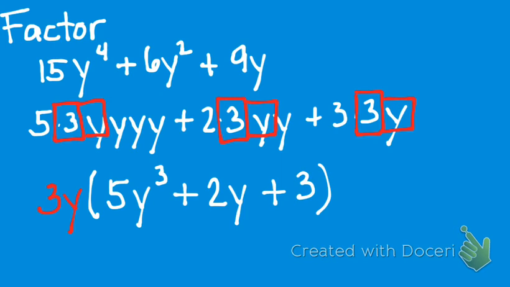In the next example, we're going to factor 15y to the fourth plus 6y squared plus 9y. There are 3 terms. Breaking it into primes, I have 5 times 3 times y times y times y times y plus 2 times 3 times y plus 3 times 3 times y. If you notice, all 3 terms have a 3 and a y in common, so that is what we'll factor out. In the parentheses, what's left is 5y to the third plus 2y plus 3.